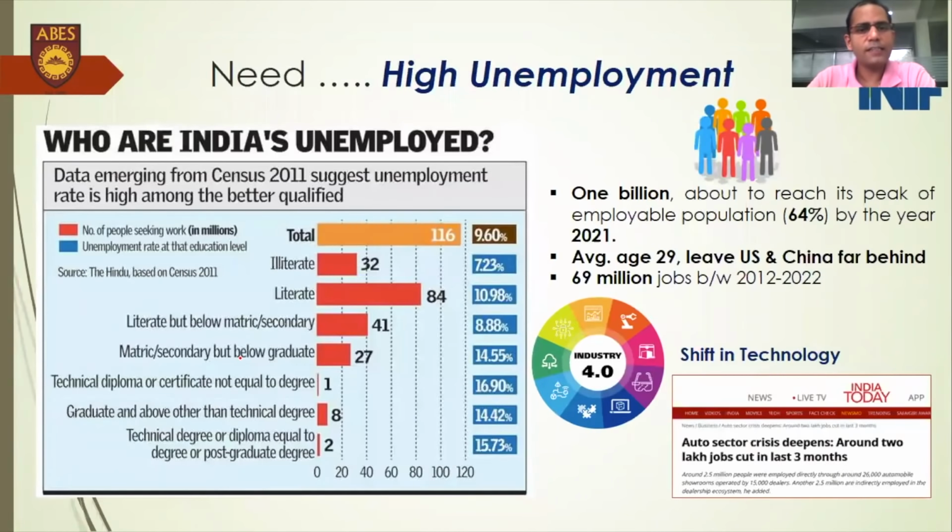The next need is unemployment. We have huge employment in terms of several sectors, but we cannot accommodate all the population in that sector. Let's say this is the IT sector. We cannot accommodate each and every person over there.